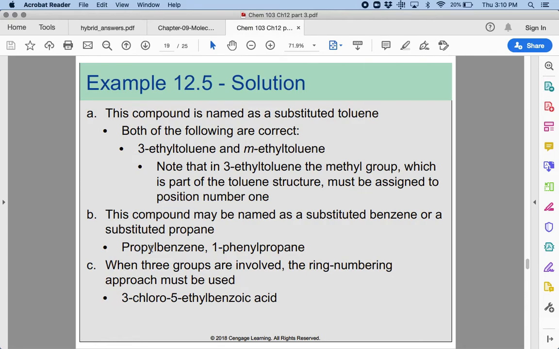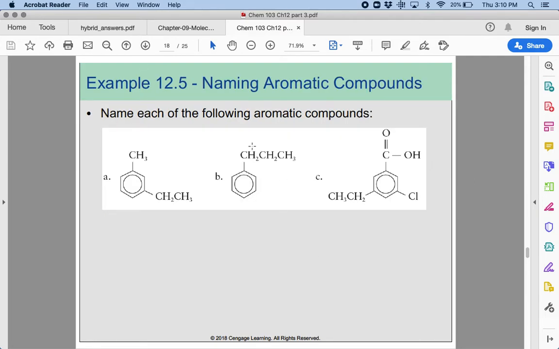In the next one, we could call this propylbenzene or 1-phenylpropane. So let's look at both of those. Propylbenzene. Here's my benzene ring, and here's a propane group off of it. 1, 2, 3. Propylbenzene. Or we could say this is my root, so I have propane, and there's a benzene group on it. So this would be 1-phenylpropane. Both of those are acceptable.